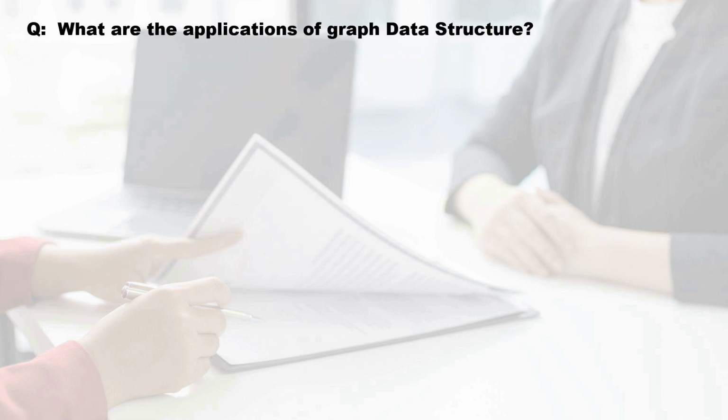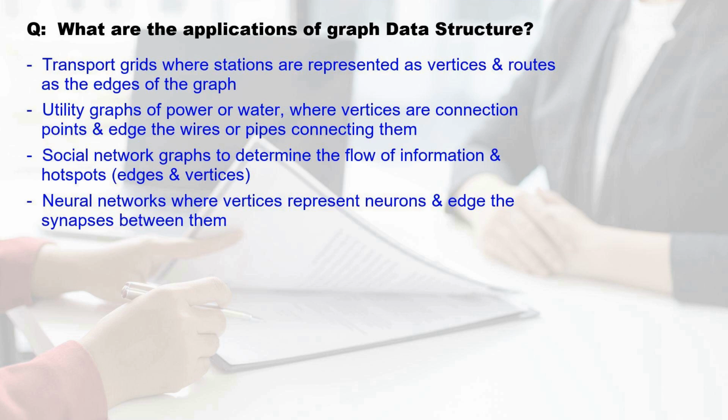What are the applications of graph data structure? Transport grids where stations are represented as vertices and routes as the edges of the graph. Utility graphs of power or water, where vertices are connection points and edges the wires or pipes connecting them. Social network graphs to determine the flow of information and hotspots, with edges and vertices. Neural networks where vertices represent neurons and edges the synapses between them.